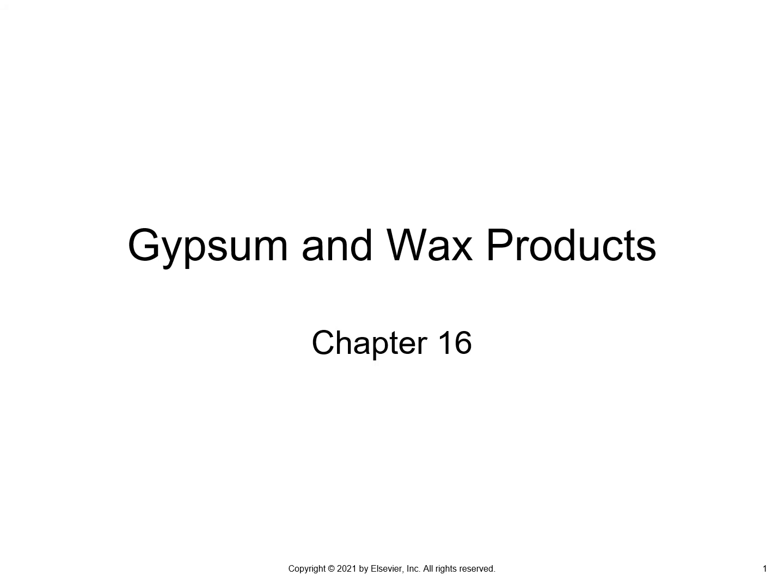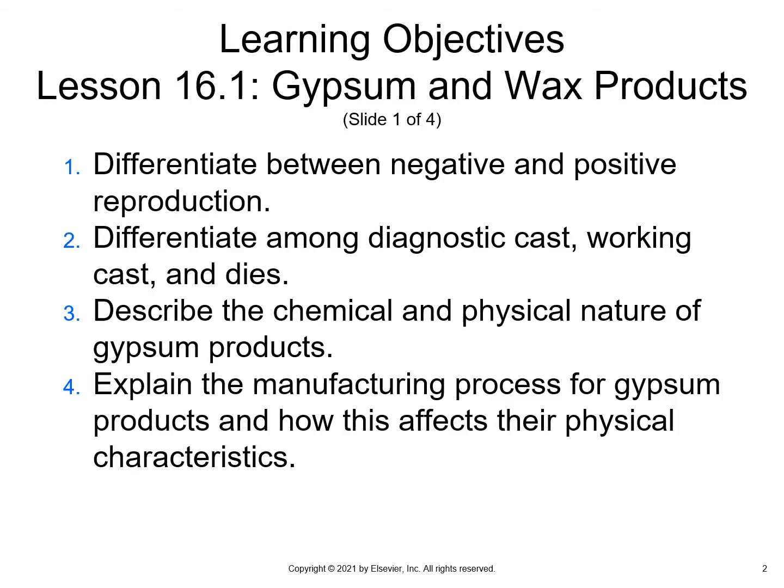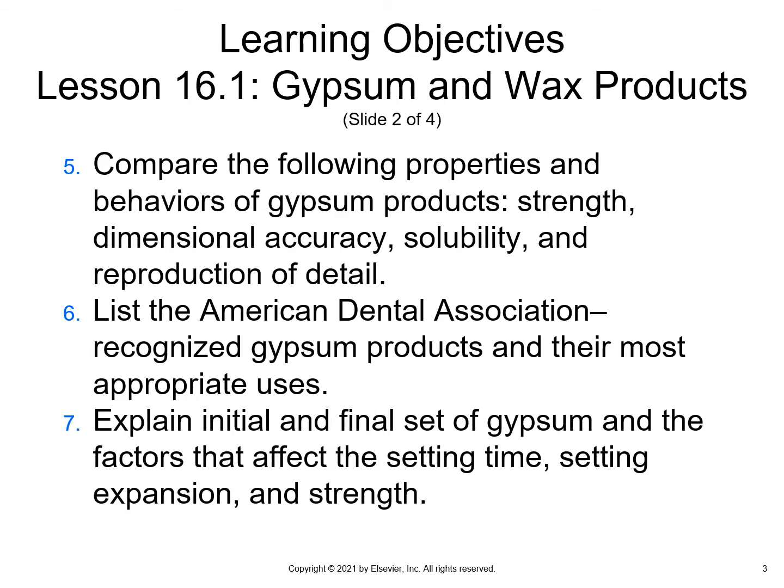Chapter 16 covers our gypsum and wax products. The learning objectives for this chapter are to differentiate between negative and positive reproduction, to differentiate among diagnostic casts, working casts, and dyes. We will describe the chemical and physical nature of gypsum products and explain the manufacturing process for gypsum products and how this affects their physical characteristics.